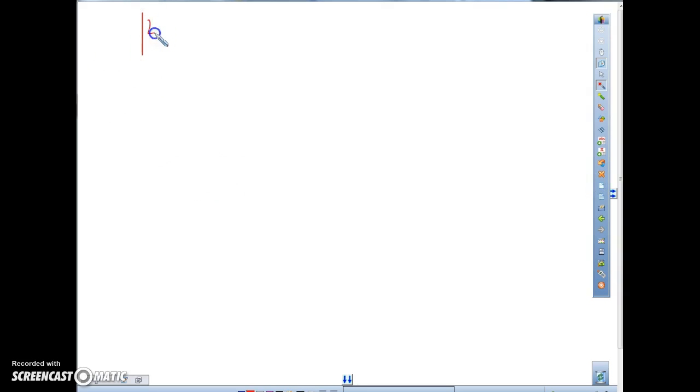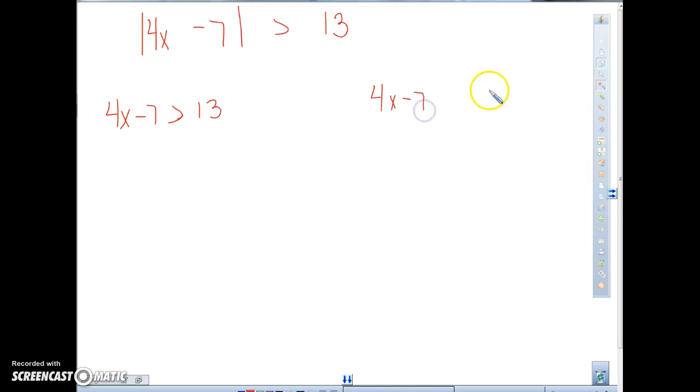So the first example problem that we're going to do is the absolute value of 4x minus 7 is greater than 13. So if you remember back when we just solved absolute values with equal signs, we had to do it both ways. We had to do the positive version of what it equals, and we had to do the negative version. We have to do that same thing here. But remember, if you switch this sign, you also have to switch this sign. So that becomes a less than.